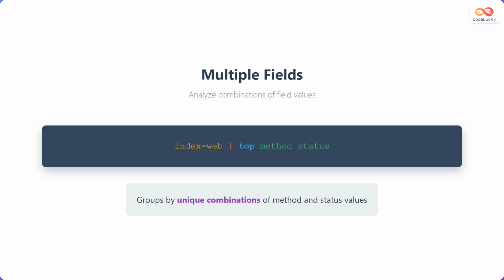The top command can analyze multiple fields simultaneously by grouping unique combinations. In this example, index=web | top method status, we're examining both the HTTP method and status code together. This creates groups based on unique combinations like GET 200, POST 404, and so on. This multi-field analysis is powerful for understanding relationships between different data attributes and identifying patterns that might not be visible when analyzing fields individually.